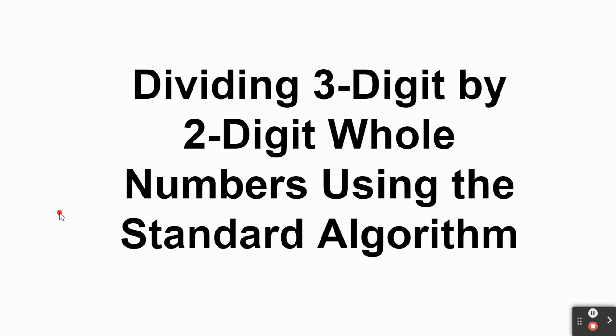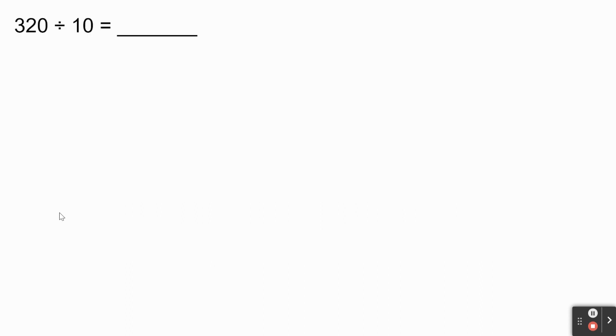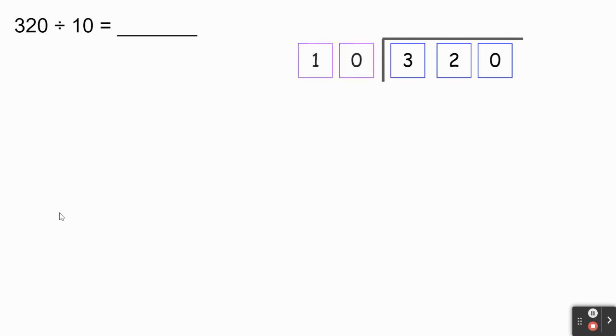Today we'll be dividing 3-digit by 2-digit whole numbers using the standard algorithm. Let's start with 320 divided by 10. First, let's set up our problem. On the inside of our division symbol, we're going to put the dividend, which is 320. On the outside, we're going to put the divisor, which is 10.